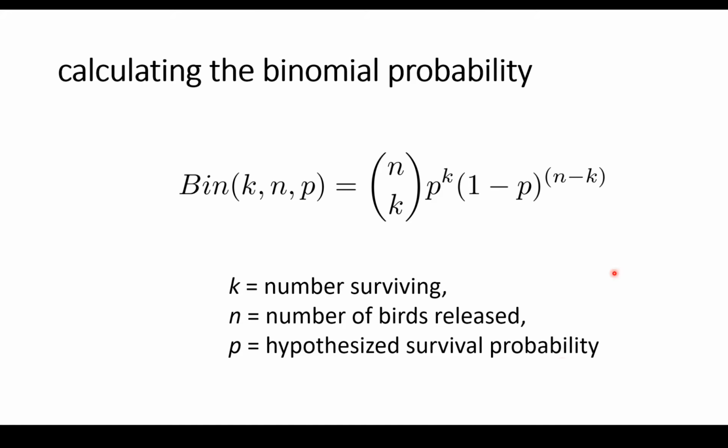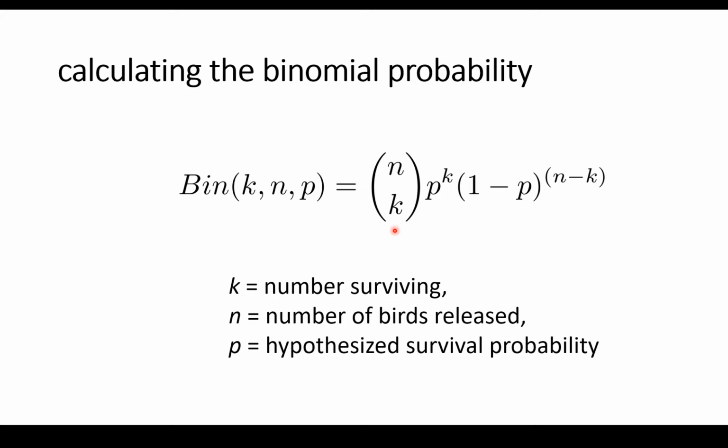hypothesized survival probability. So here's a big ugly equation, and I just wanted to step you through it. The left-hand side is, what's the binomial probability given some data? Well, what are the data? Well, how many survived, how many did you release, and what do you believe to be the underlying probability, parameter p. This thing here that I'm indicating is what's known as the binomial coefficient.